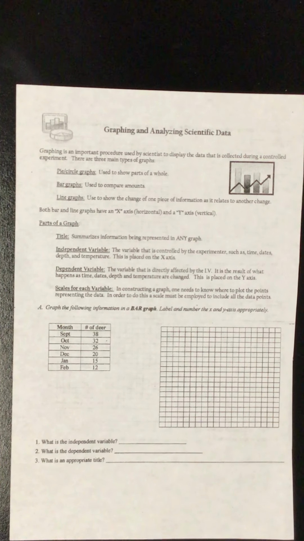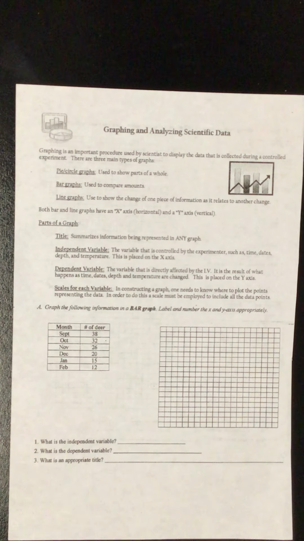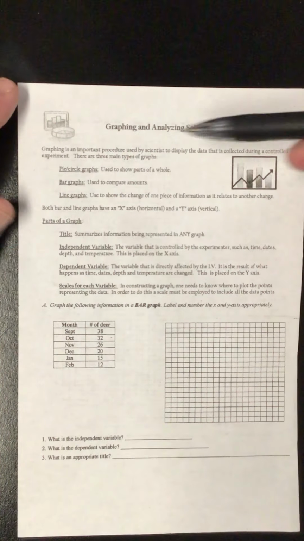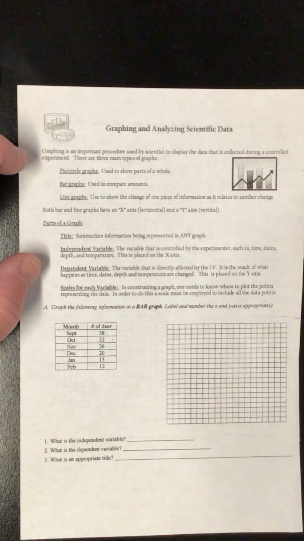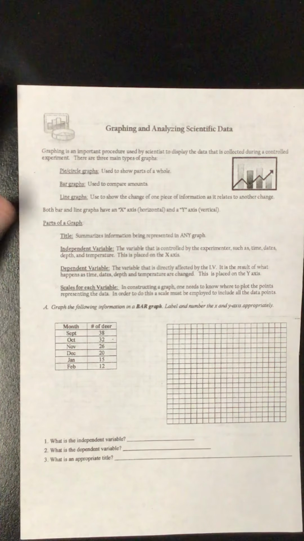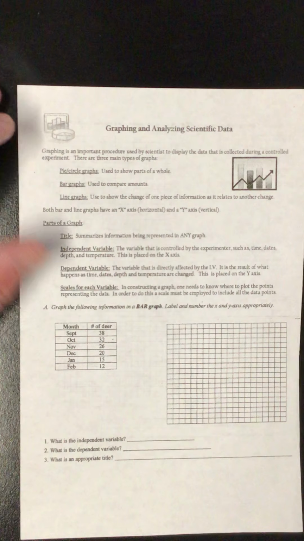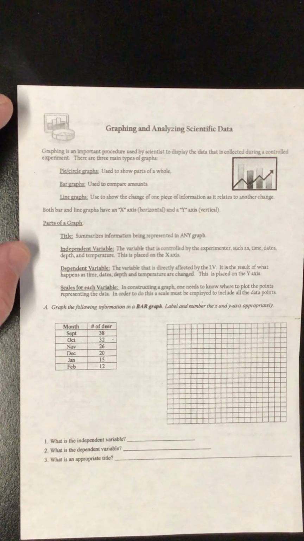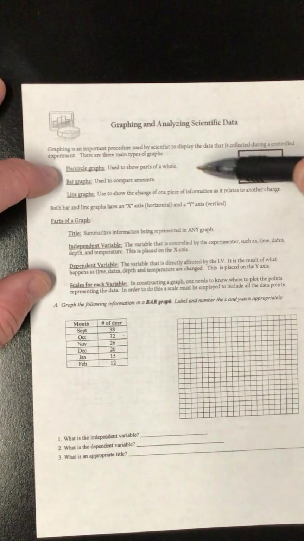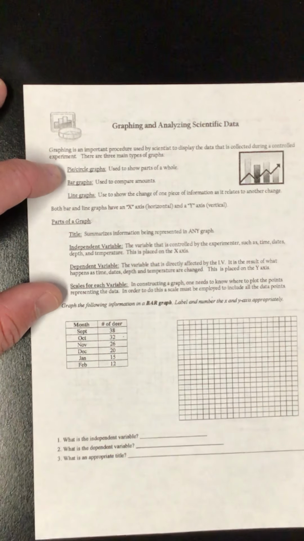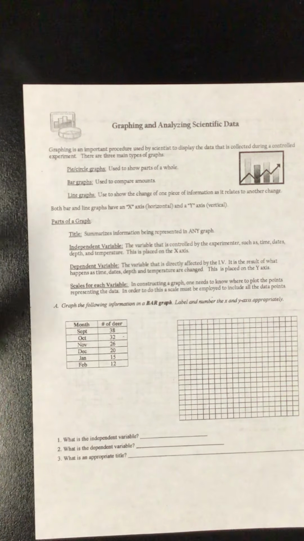Okay, so this one's kind of nice because it's got a little extra notes for you to help us remember. So graphing is an important procedure used by scientists to display the data that is collected during a controlled experiment. There are three main types of graphs. Pie circle graphs. So like yesterday, this is used to show parts of a whole.